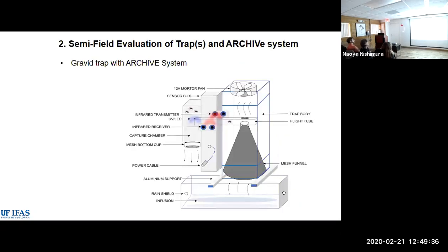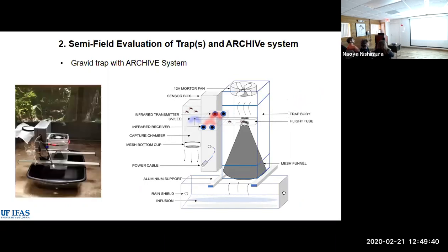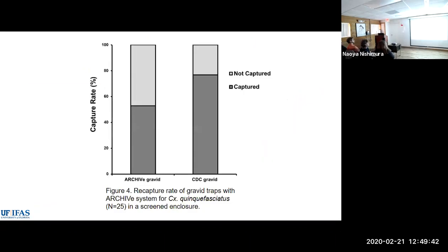And then in the gravity trap setting, the CDC gravity trap had a little bit higher recapture rate, but actually we improved our system from a 14% recapture rate to 54%. We are still working on it. It'll be better.